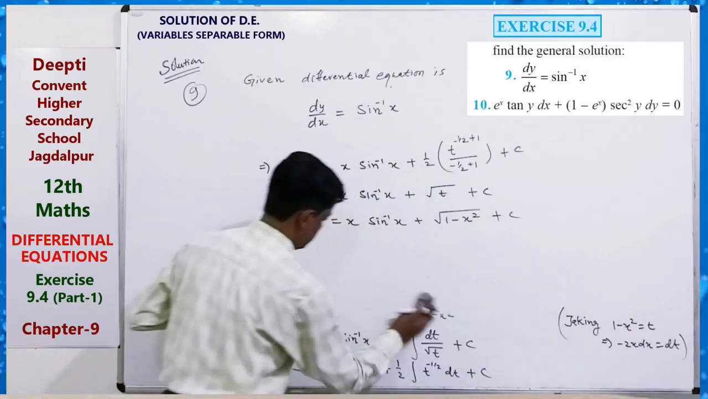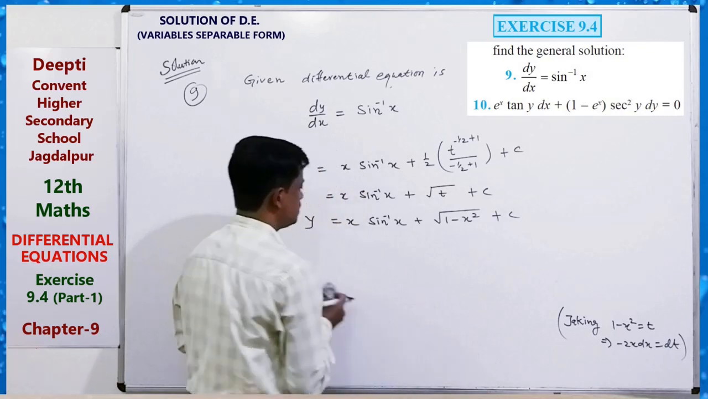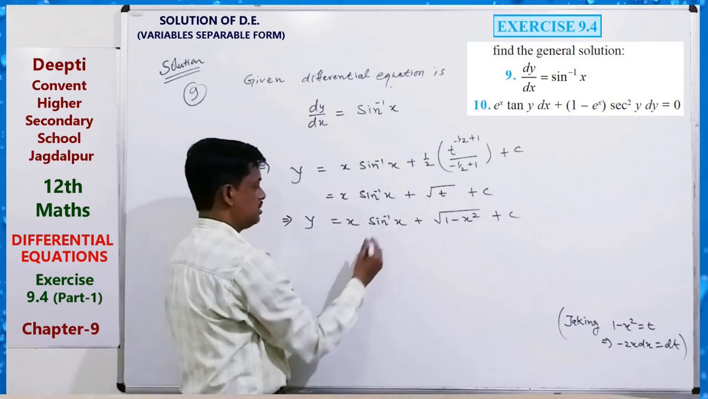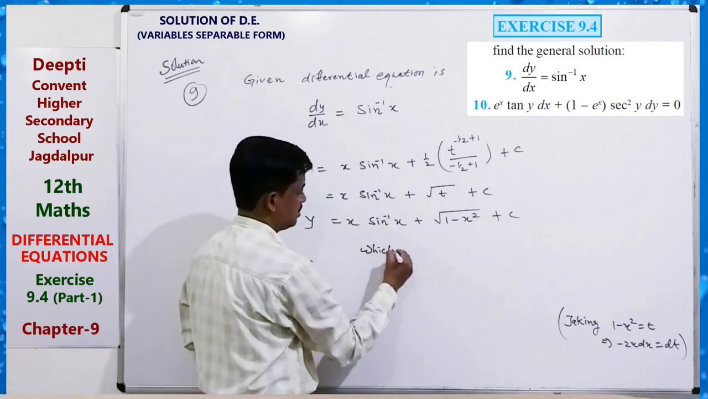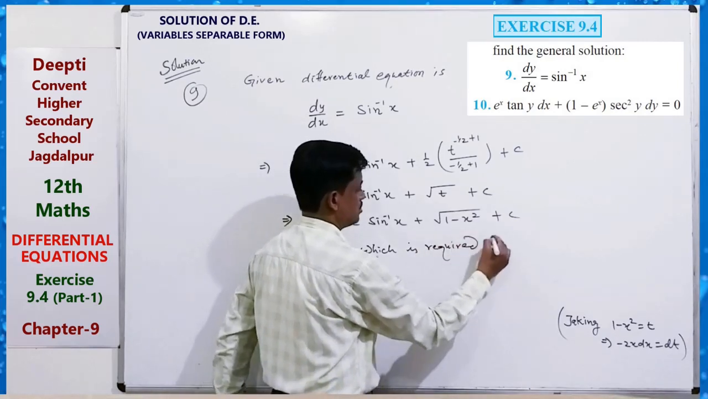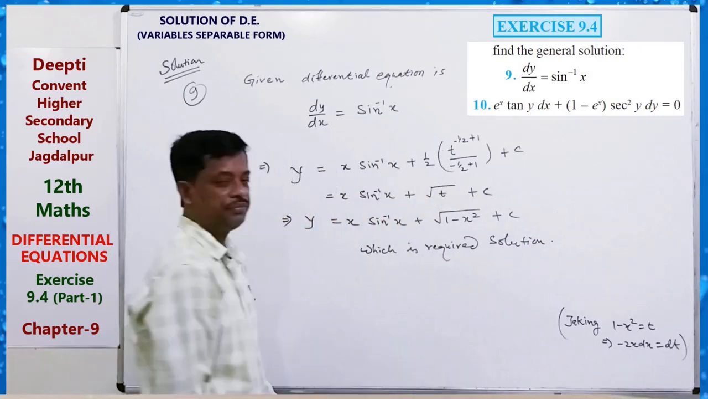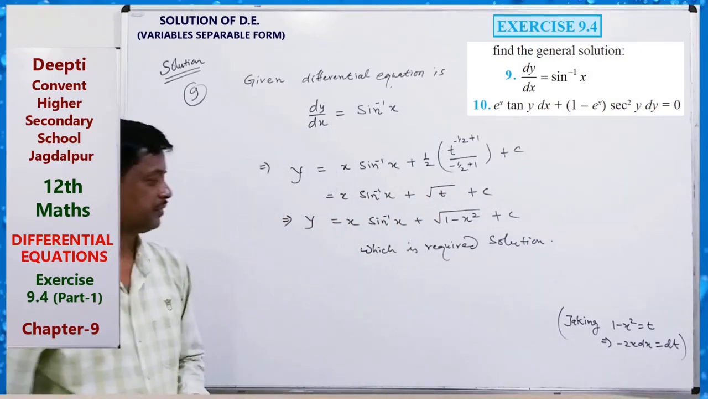Fine. This is the simplified form, which contains one constant, which is the required solution. Okay, this is the required solution.